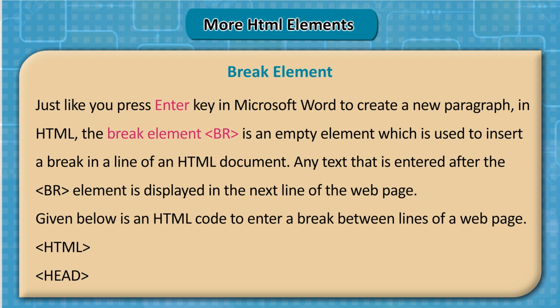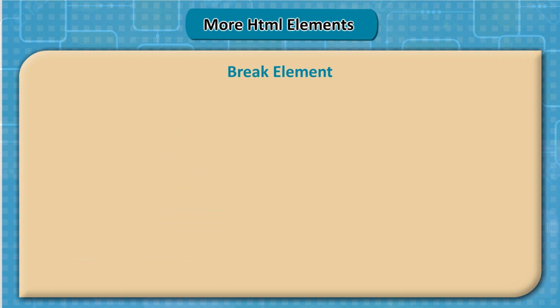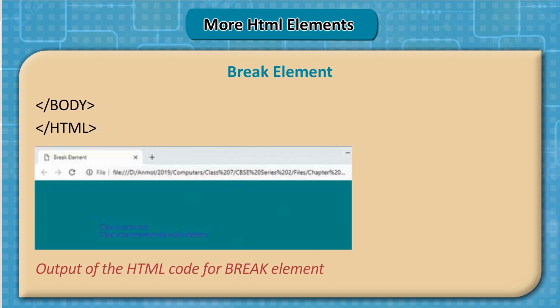Given below is an HTML code to enter a break between lines of a web page. HTML. Head. Title break element /title /head. Body bgcolor equals teal, text equals blue, top margin equals 100, left margin equals 150. This is some text. BR. This is the text after the break element. /body /HTML. Output of the HTML code for break element.